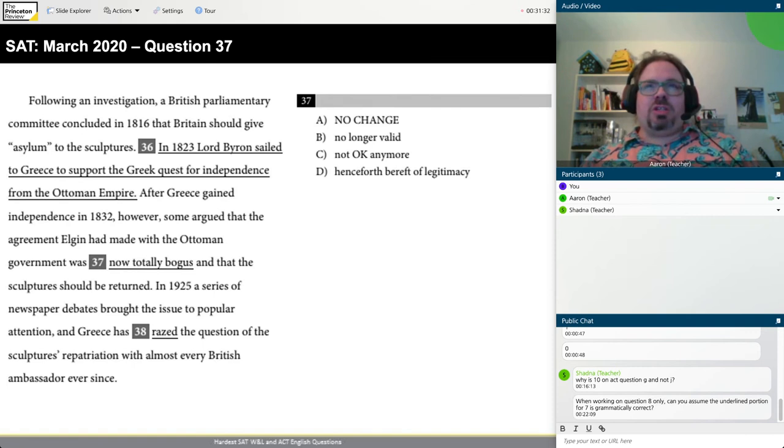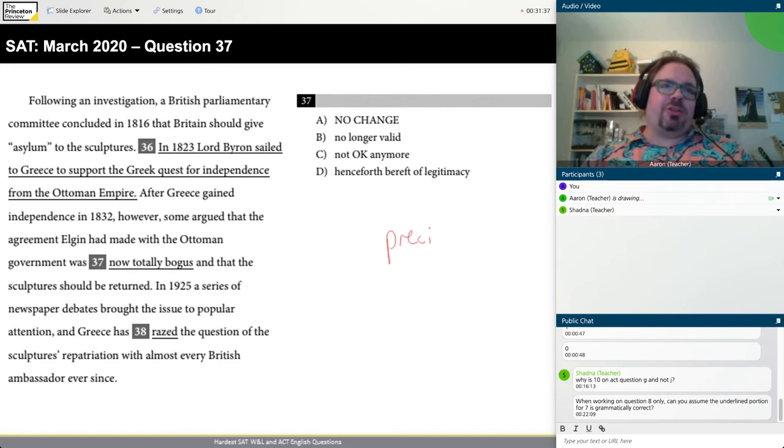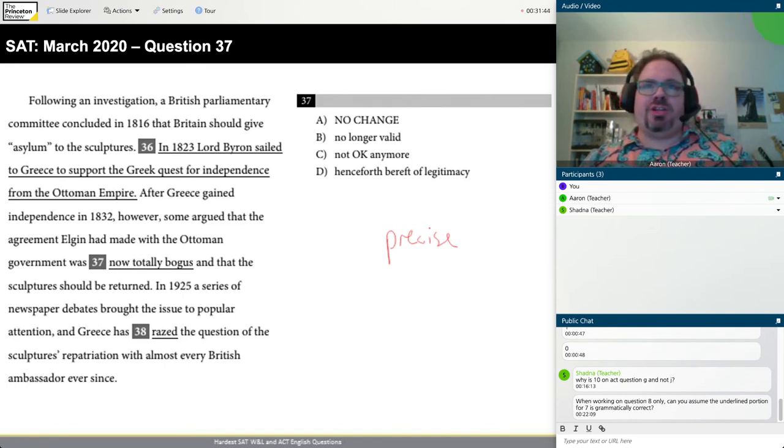So now, still talking about being precise in meaning, looking at question 37 from the March 2020 SAT. Once again, it's another proofreader question. We don't have any sort of question to guide us. We're just looking for which of these four is going to be the best answer. So let's look at the sentence. After Greece gained independence in 1832, however, some argue that the agreement Elgin had made with the Ottoman government was now totally bogus and that the sculpture should be returned.